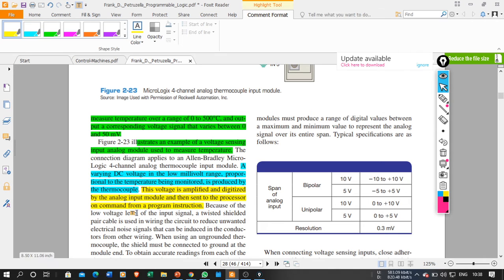Because of the low voltage level of the input signal, a twisted shielded pair of cable is used in wiring the circuit to reduce the unwanted electrical noise signal that can be induced in the conductor from other wiring. This is very important over here.